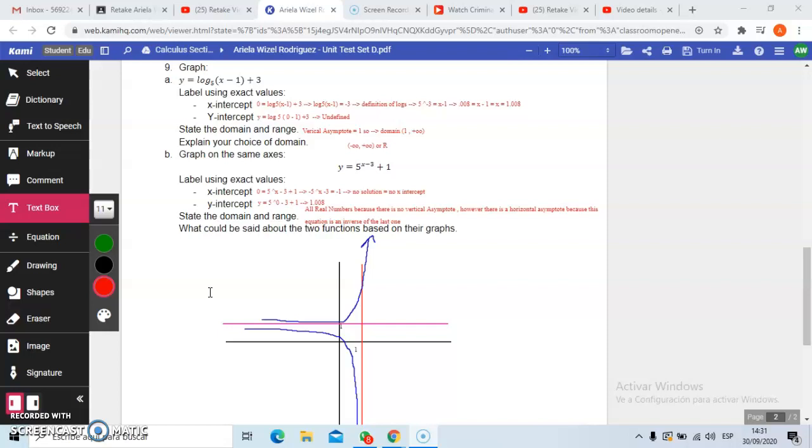My domain is all real numbers because there is no vertical asymptote. However, there is a horizontal asymptote because, as I said before, this equation is the inverse of the last one.